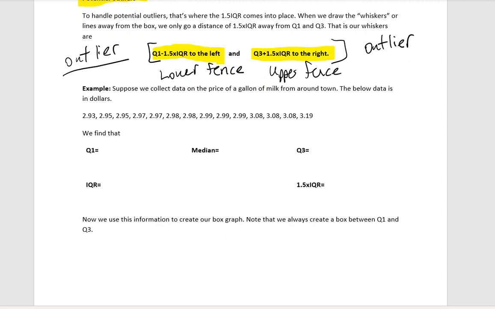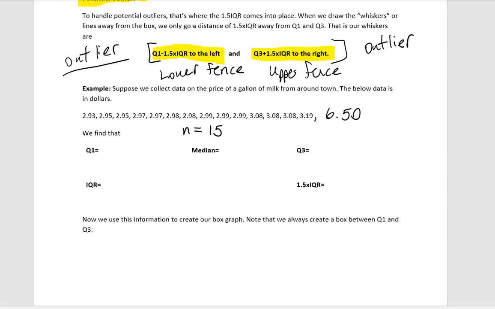Let's say we're collecting data on the price of milk around town and we get the data below. Let's say that instead of going to store to store, we ask people. And let's say that we accidentally ask somebody who's from, say, Hawaii, and they're like, oh my gosh, milk is so expensive, it's $6.50. So what we have here is 15 observations.